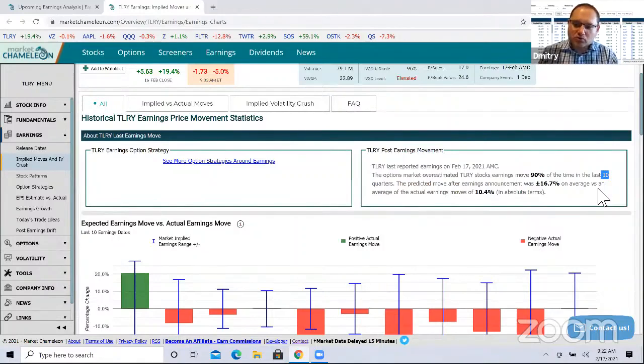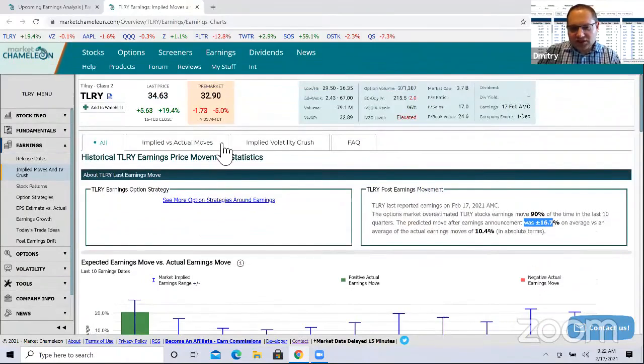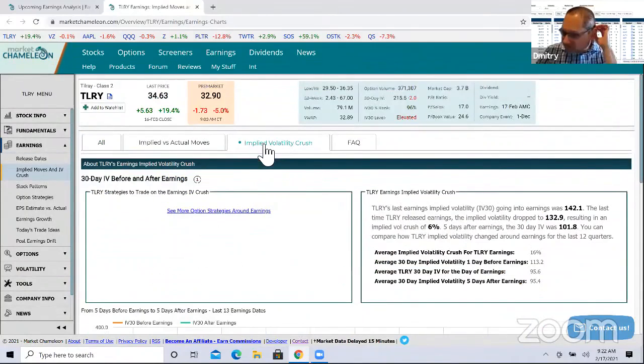The average move implied prior to the earnings was 16.7%, up or down 16.7%. The average realized move, actual move in absolute terms, was 10.4%. So we see there's a 6.3% differential between implied and realized. Okay, so that's from a historical perspective. Let's take a look at what the implied volatility did.